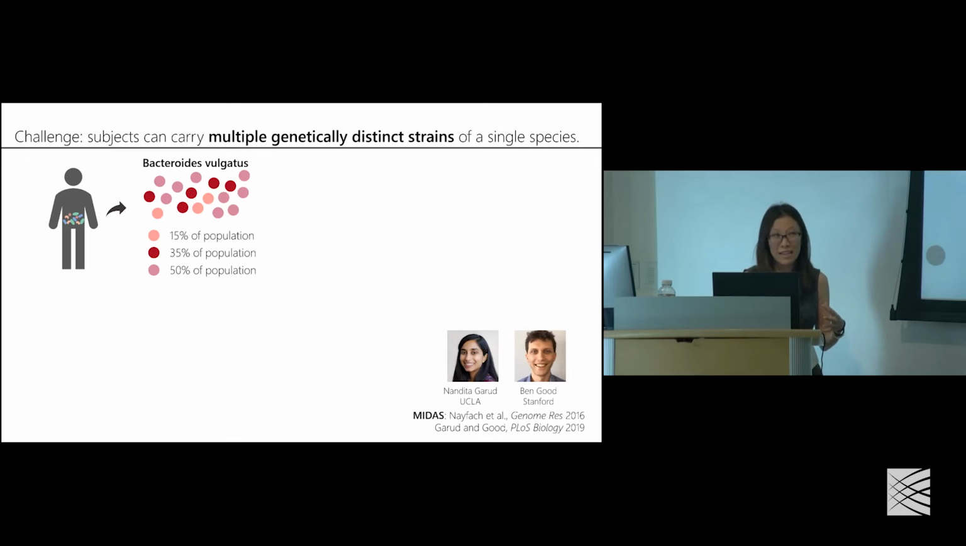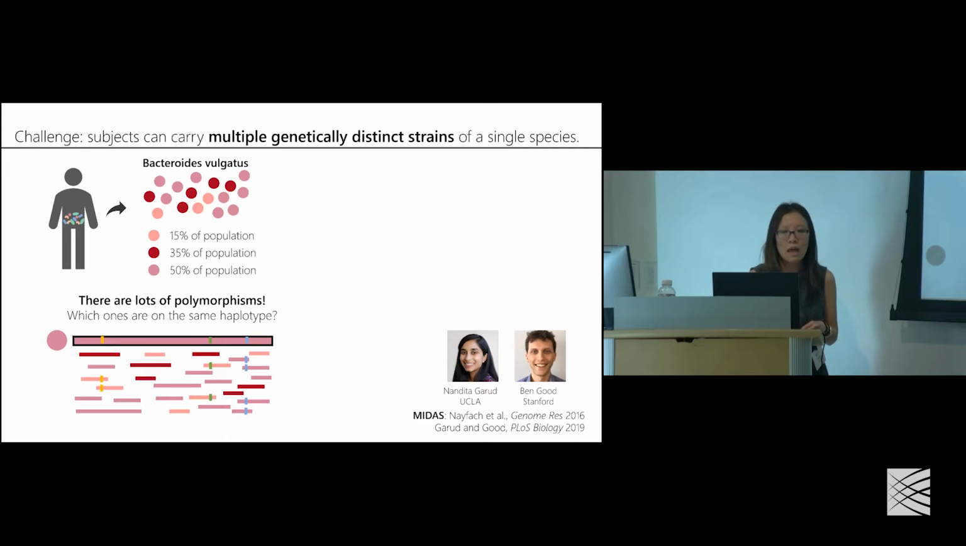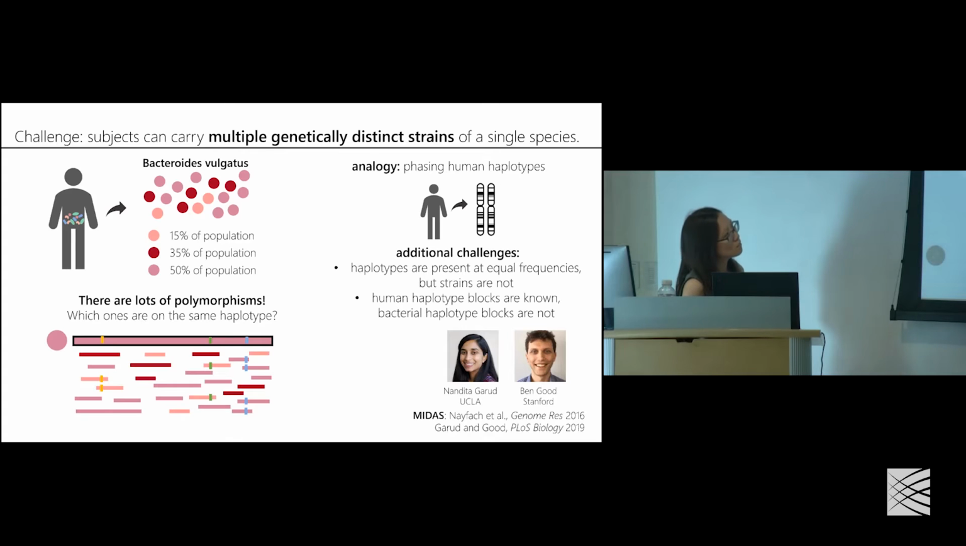What that means is that if we take all of the sequencing reads from the sample and we map them against the B. vulgatus genome, then we would expect to see lots of polymorphisms. And our challenge lies in determining which of this large suite of polymorphisms are actually derived from the same haplotype. I'm going to use haplotype and strain interchangeably in this part of the talk.